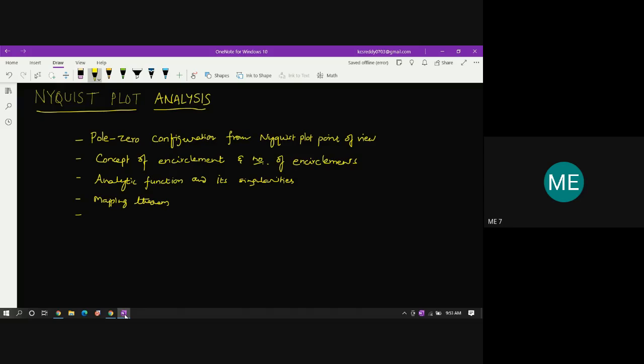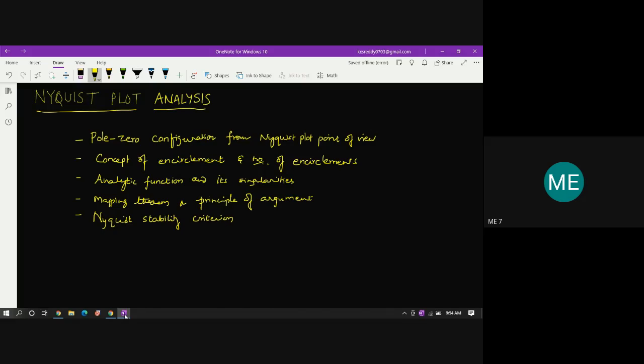When you understand these 5 steps, it will be easy for plotting the Nyquist plot. And finally, Nyquist stability criteria. So these are the 5 steps which you have to understand before going to the Nyquist plot analysis. We have separated this complete Nyquist plot into 5 steps.